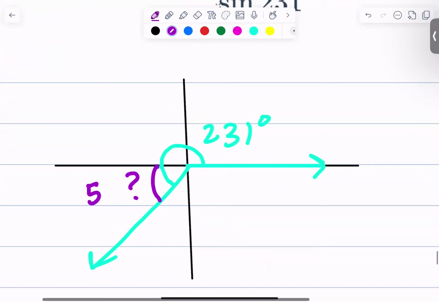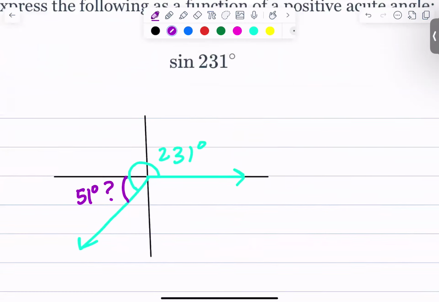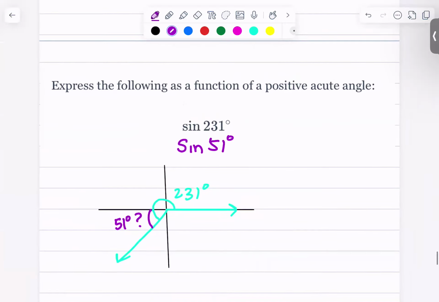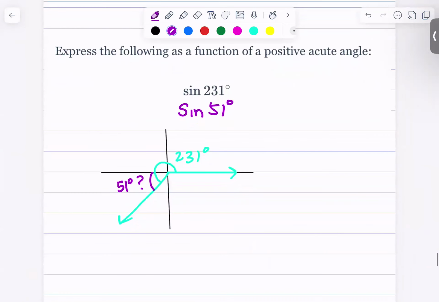51. So you just put, hey, this is the sine of 51 degrees. That's it. Okay. We all know this one would equal negative in quadrant 3, right? But then your answer just wants you to put sine of 51. Okay.